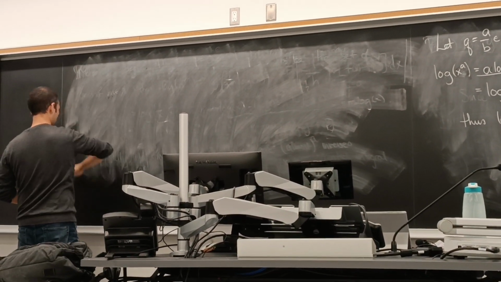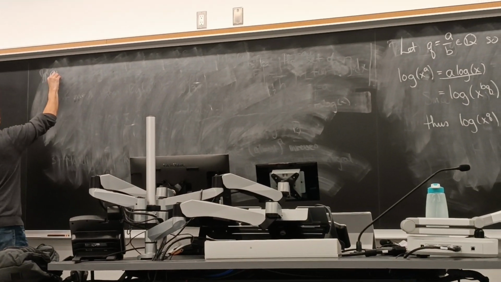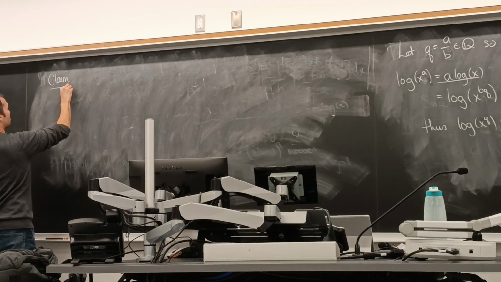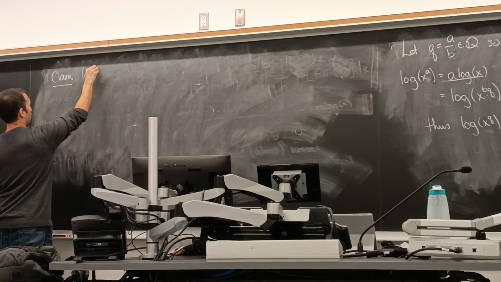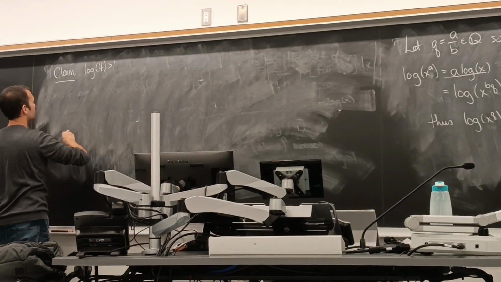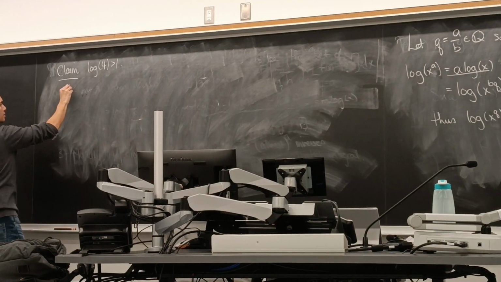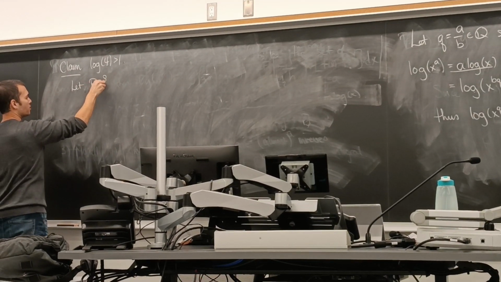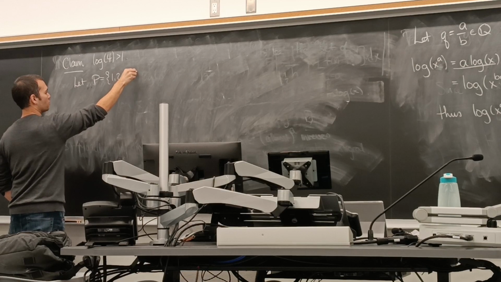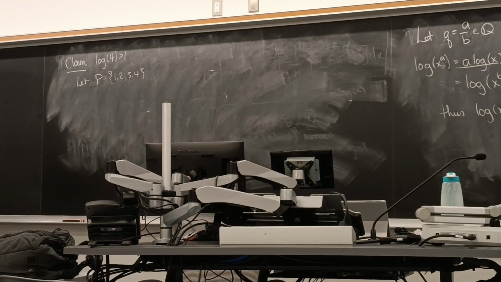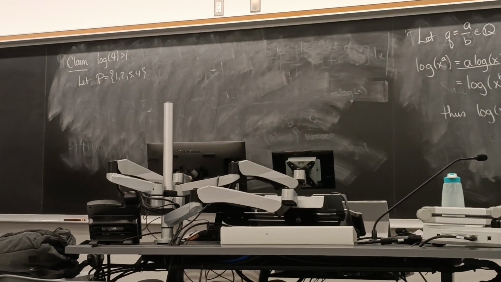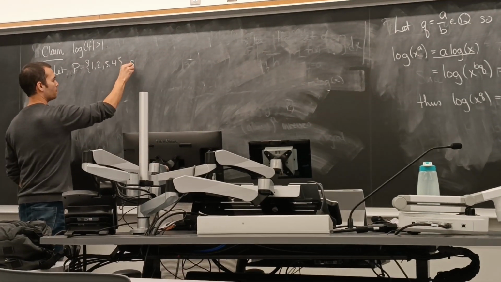So we claim log of 4 is bigger than 1. To do this, let P be the partition 1, 2, 3, 4. It's the only time in your life this partition is ever going to be this nice. Okay? Let P be 1, 2, 3, 4.